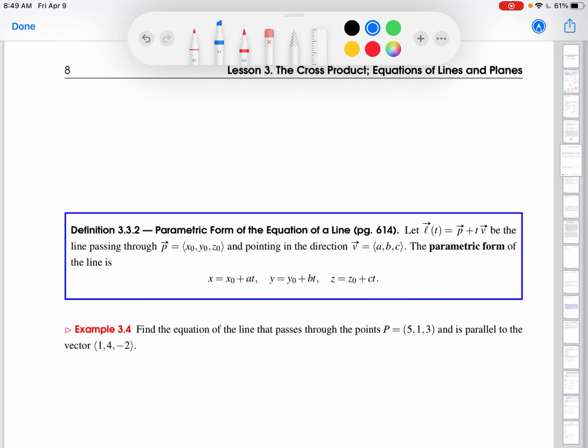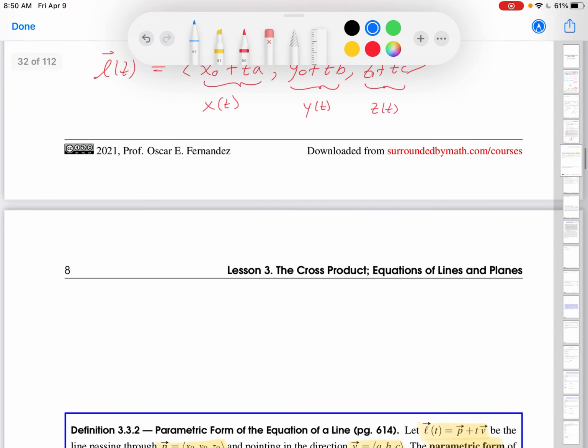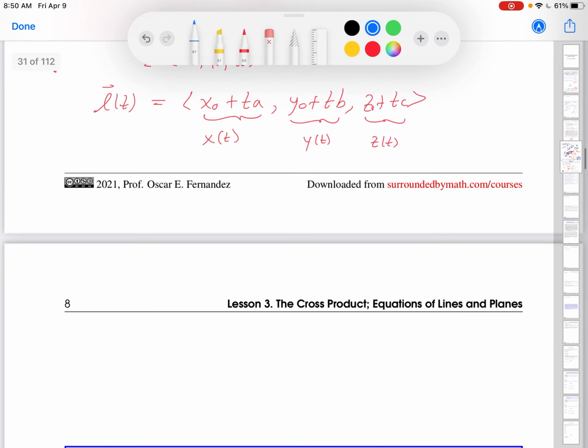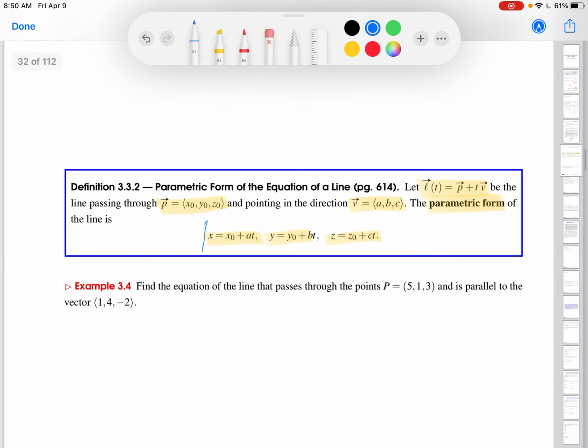So suppose I am looking at the equation of a line passing through (x0, y0, z0) and in the direction of v. The parametric form of this line is exactly what we just talked about. So there are two ways to give the equation of the line. You could give it in vector form. That's what this is. You could also give it in parametric form. That's what this is. They both have their uses.